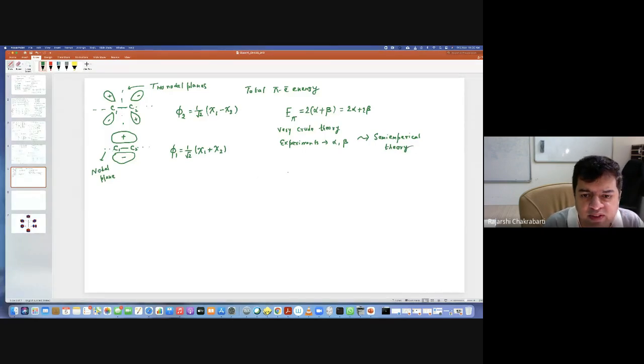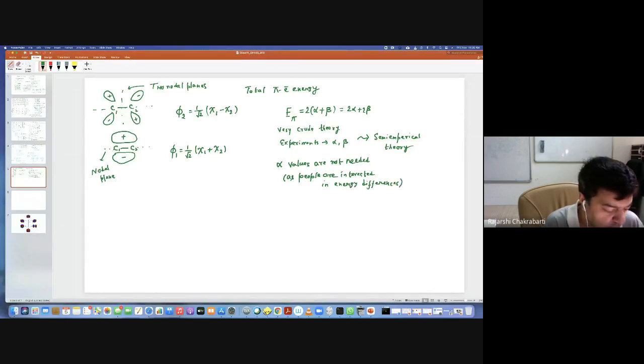Okay, and in most of the cases, alpha values are not needed. Can you tell me why? Because in many cases people talk about the energy difference, and if you talk about the energy difference, your alpha will cancel, isn't it? We are interested in electronic transition, in energy difference rather than absolute energy between the MOs.